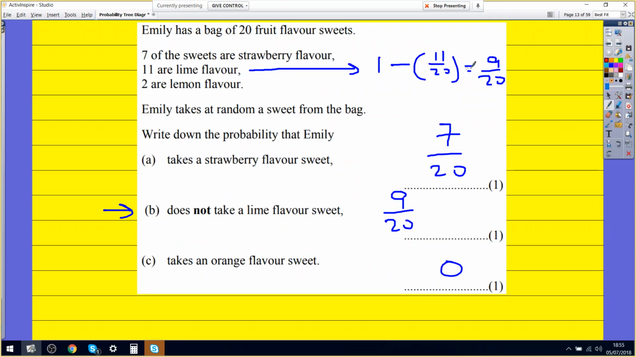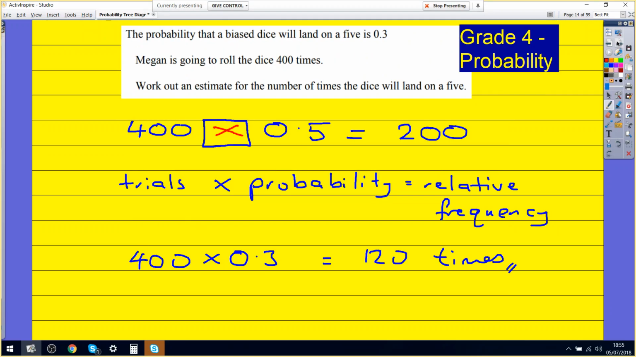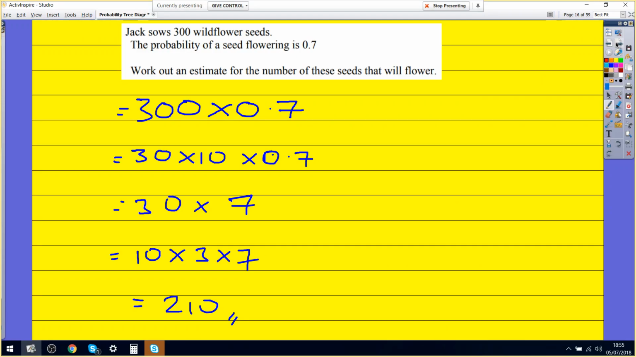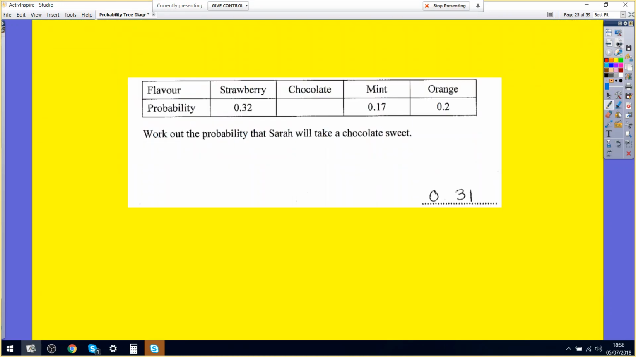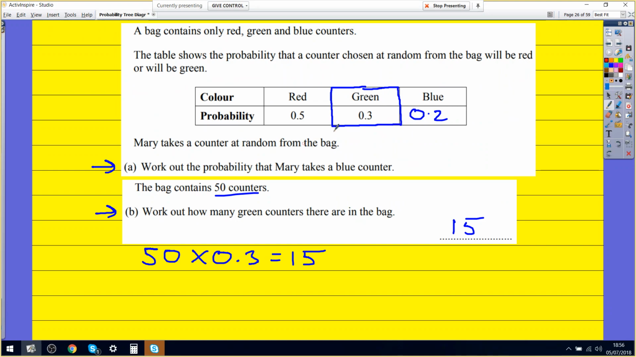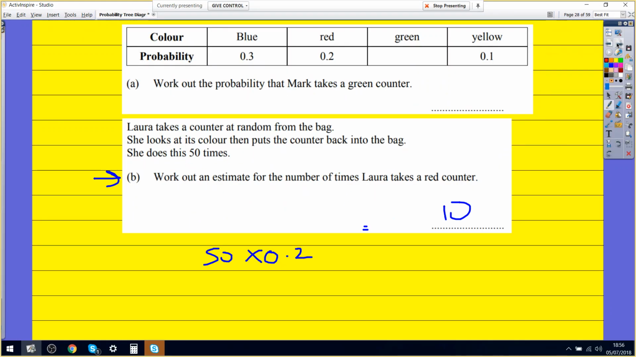So this was the important one, 1 minus, we'll leave that. This one here, number of trials times the probability gives you what's called the relative frequency, or the expected frequency: how many times you expect it to land on that thing, or how many times you expect something to happen. Sometimes it will look a little different, but it's the same idea. So here, 0.3, 50 counters in total, and so 3/10 of 50 is 15.